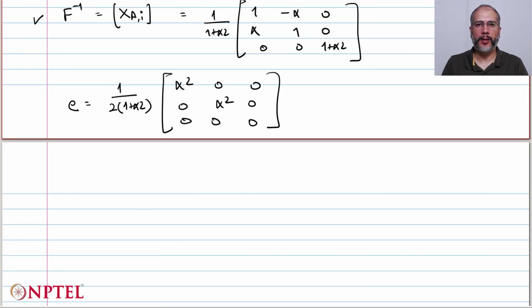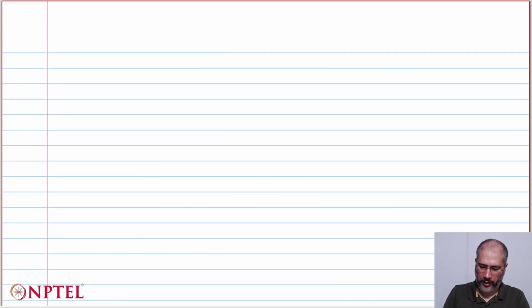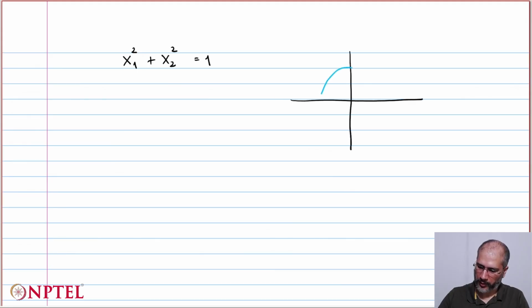So this completes part B of the problem. We have found the tensors E and small e, and now we have to show what happens to this circle of particles in the material configuration after the deformation. So let's do that. We have a circle of particles given as capital X1 squared plus capital X2 squared equal to 1. So in the material configuration, we're talking about a circle which has a radius of 1, and all the particles lying on this blue circle will deform into some shape in the deformed configuration, and that is what we have to find.